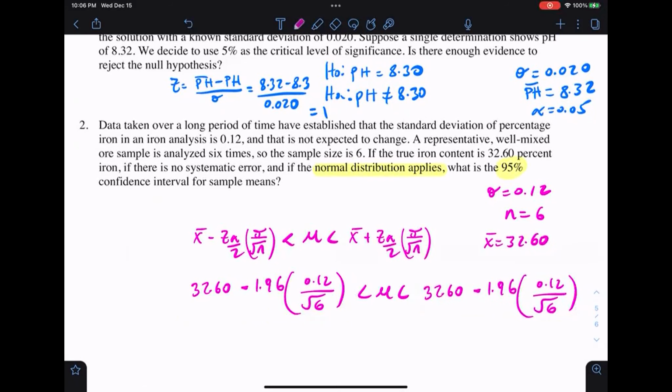And we are almost done, right? We just need to multiply these numbers. 0.12 divided by the square root of 6 times 1.96, then 32.60 minus that number, you get 32.5. So this is 32.5, and adding the number to 32.60, we get 32.7, and that's it. That's the confidence interval for these values, right?